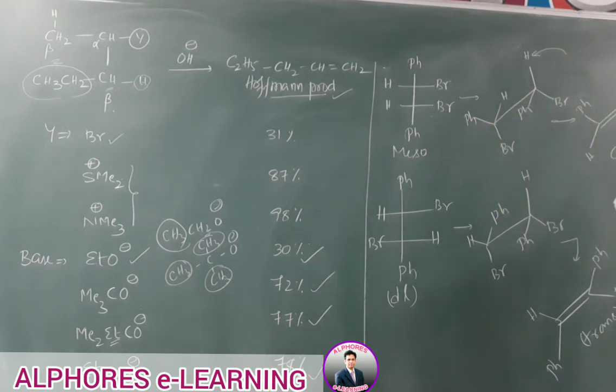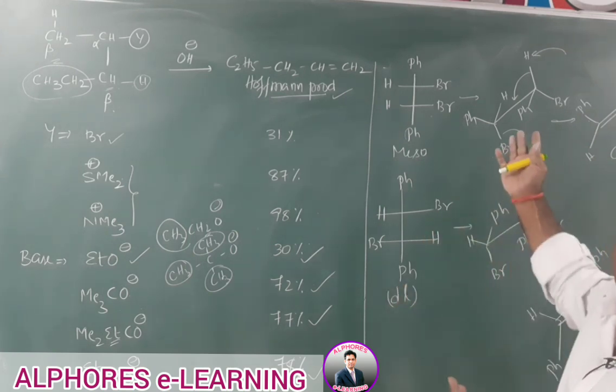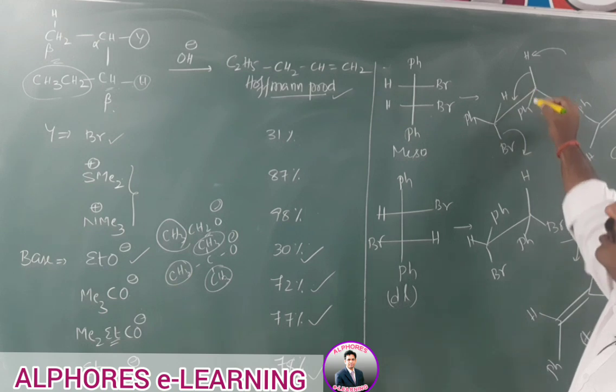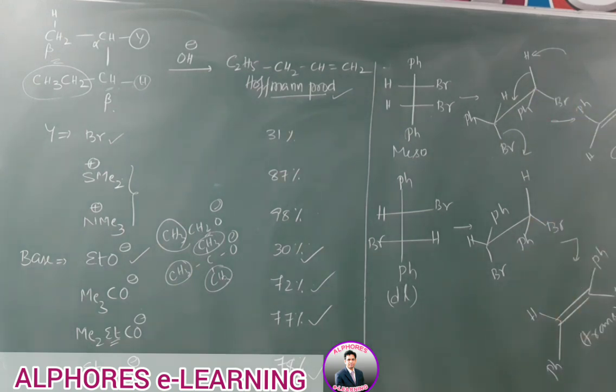Now the base has to approach this hydrogen, and these CH sigma bond electrons are shifted towards this carbon, and this Br has to leave. Here both the phenyl groups are on the same side, and hydrogen and Br are on the other side. That means phenyl and hydrogen like this, and phenyl and bromine like this. Now these two phenyl groups are on the same side with respect to the newly formed double bond, and H and Br are on the other side. So both the phenyl groups are on the same side. This one you can say is the cis or Z isomer.